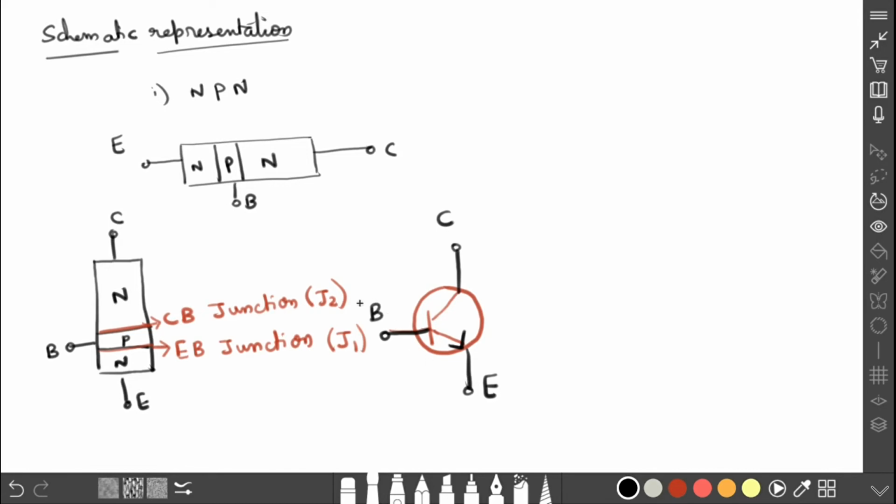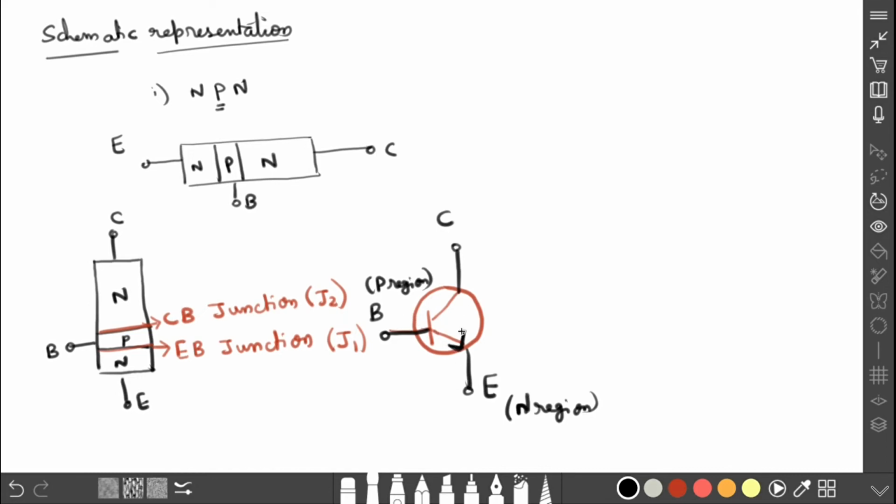In this case, base is P. This is the P region, and this is the N region. Emitter is the N region. So now listen, the current flow will be in the direction of P region to the N region. That's what the arrow mark will be like this. So by seeing this arrow mark only, you have to identify this is the NPN transistor. So P to N.